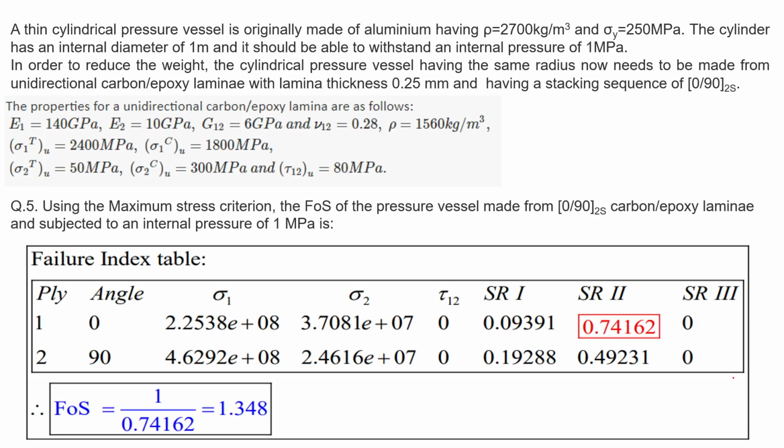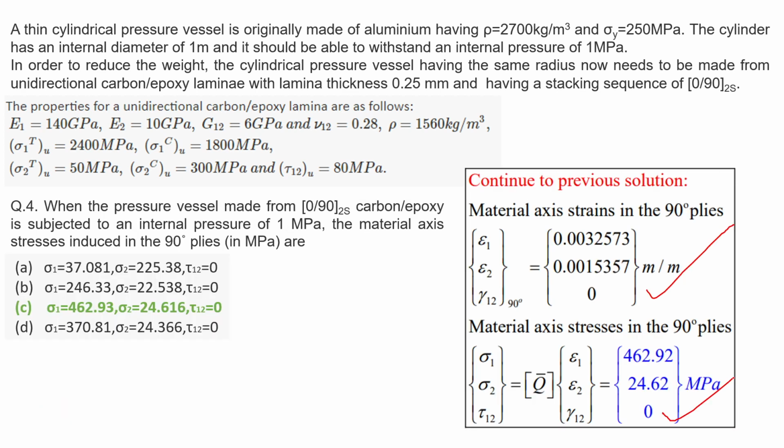Like this last question: using the maximum stress criteria, the factor of safety of the pressure vessel made from 0/90/2s carbon epoxy laminate and subject to an internal pressure of 1 megapascal is. As we have already done in the last session also, we have to find which ply will fail first, and from the ply which will fail first, we can get the factor of safety. From the last question you can see we already found the stresses for the 90-degree ply. Similarly, we have to find the stresses for the 0-degree ply.